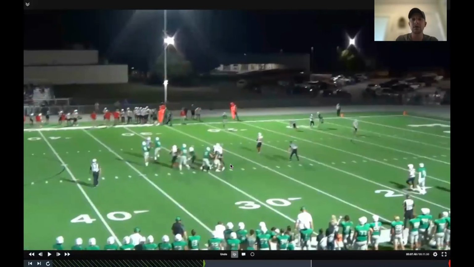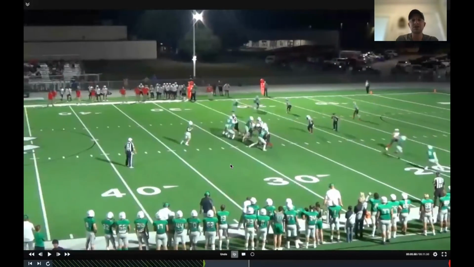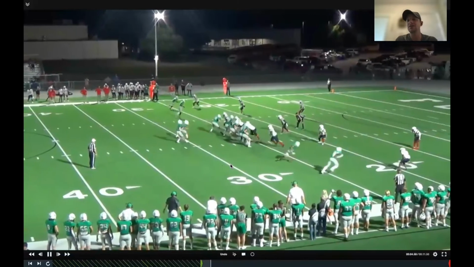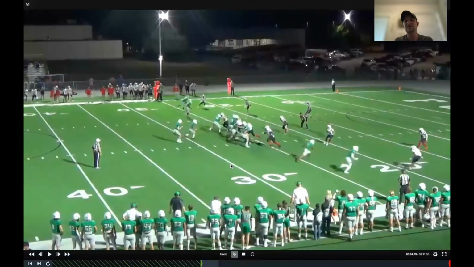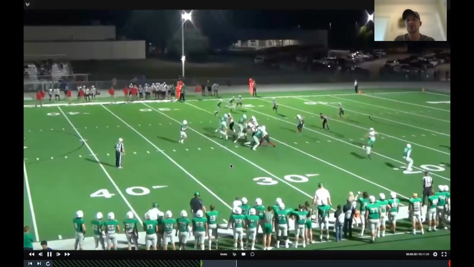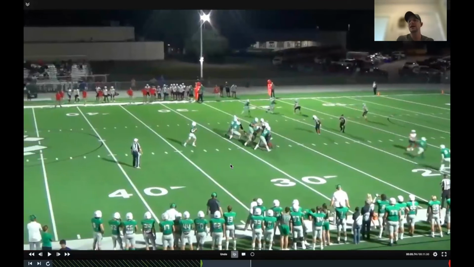So you get 2 out, okay? The corner is going to get a vertical. This is kind of like an inverted smash. You're going to get an out by 2. This is what you're going to get. This is another thing that you're going to get. Once they see that it's bracket, you're going to get the rub.